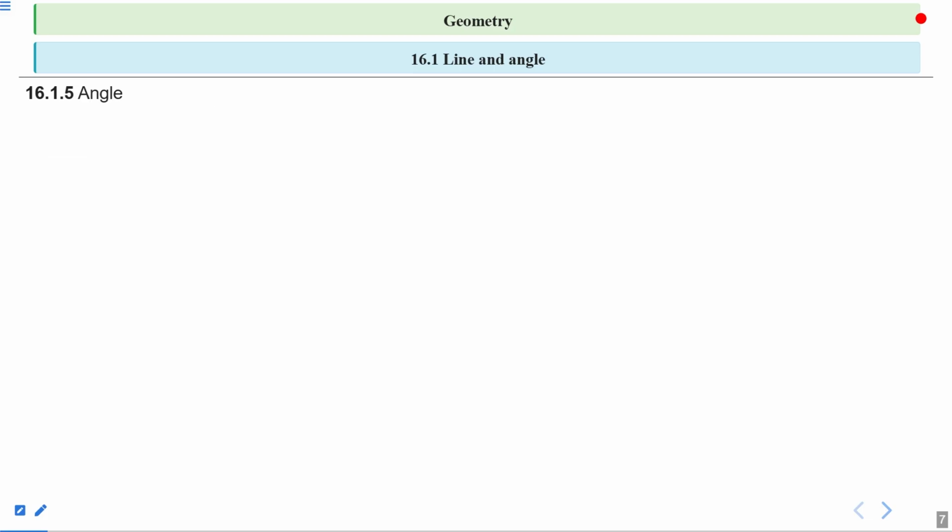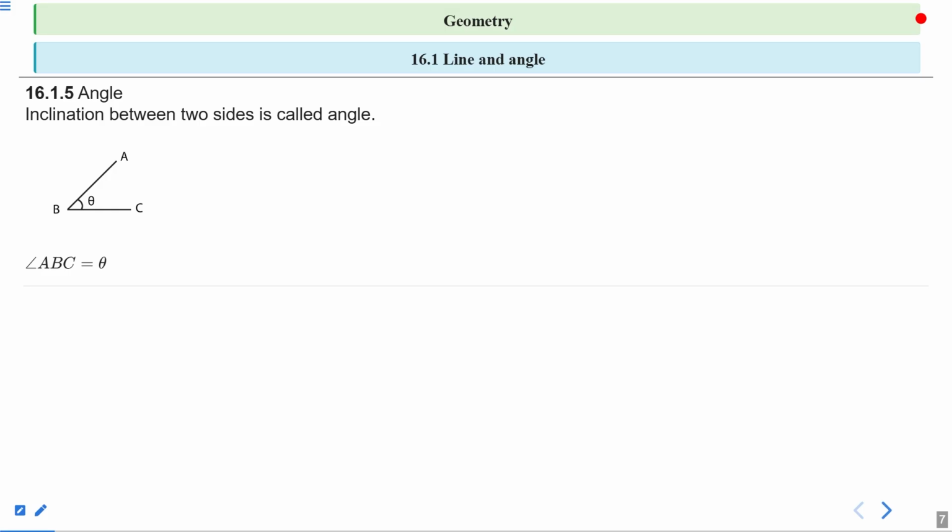Angle. So the inclination between two sides is called an angle. So ABC, theta is the angle between AB and AC. So angle ABC equals, we can say, theta.